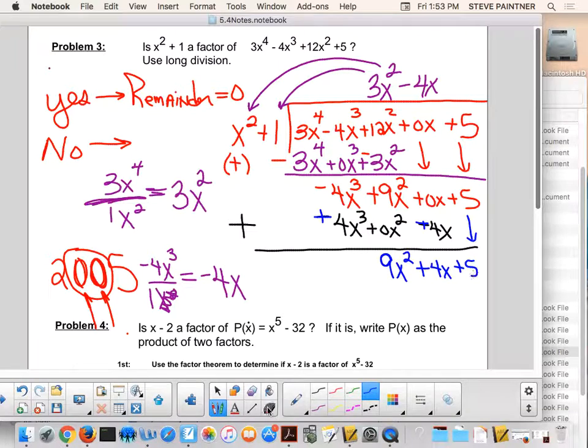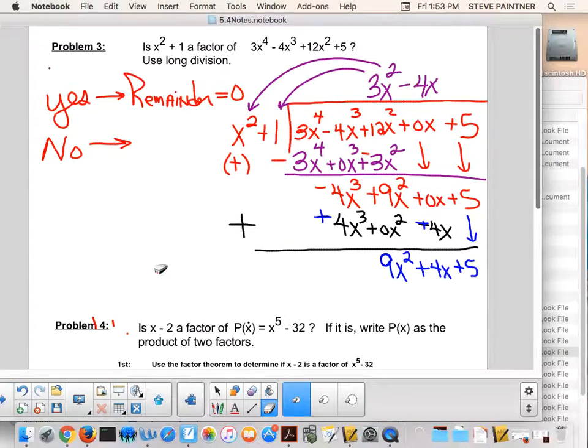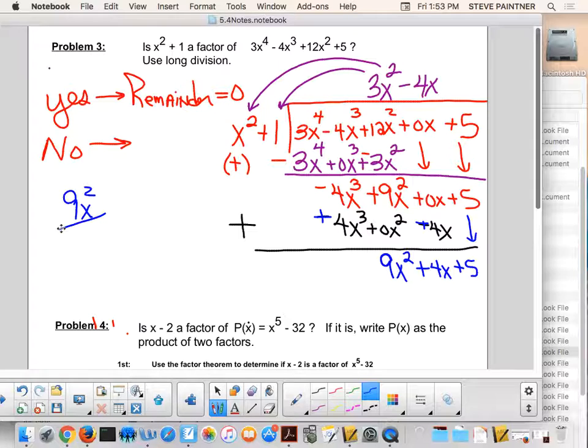Okay, hang on. Long, yes. Complicated. Okay, 9x squared what? Divided by 9x squared. 9 over 1 is 9. And x squared over x squared cancels. 9 is the answer. 9. 9 times x squared is 9x squared. 9 times 1 is 9.